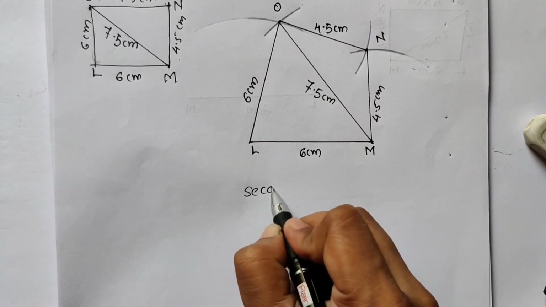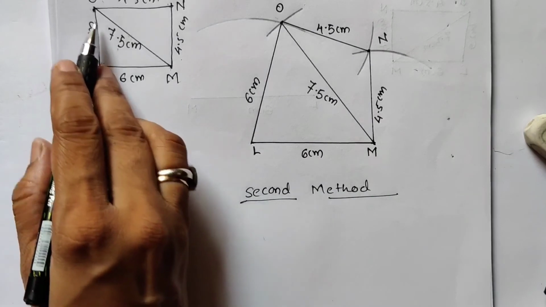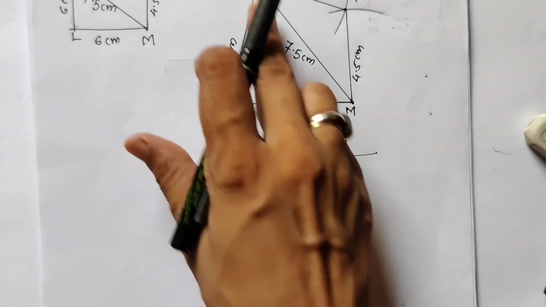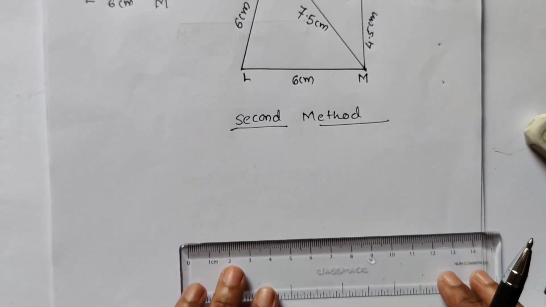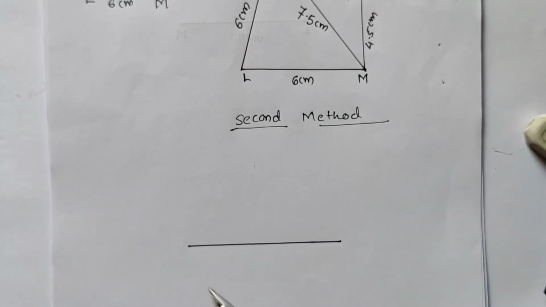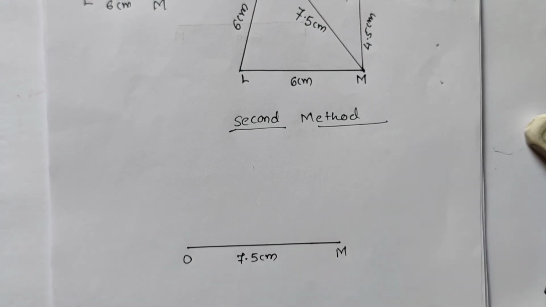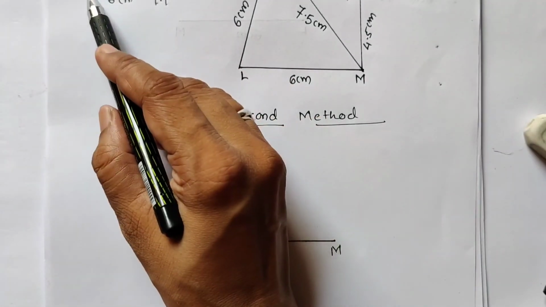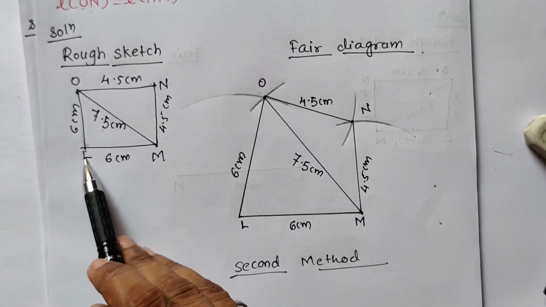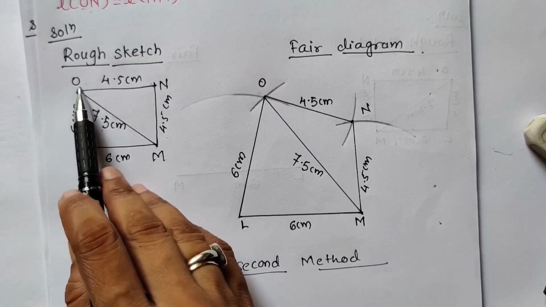Second method, what I told you, in second method we have to first draw this diagonal. So diagonal OM is 7.5. So I am going to draw this diagonal first like this, which is 7.5. 7.5 centimeter diagonal OM. Now point L is, see here, point L is at 6 centimeter from O also and 6 centimeter from M also. Correct? ML is also 6 and OL is also 6.